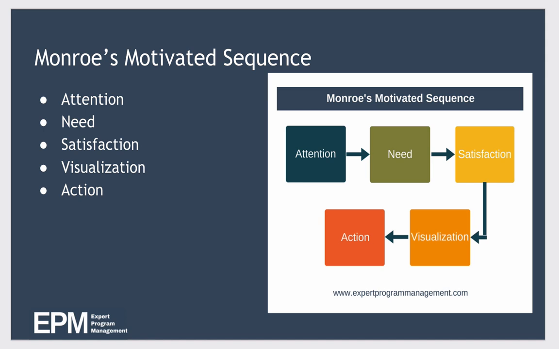So the first step is attention. In this step, the aim is to get the attention of your audience using some kind of attention grabber. Now, there are a number of attention grabbers you might choose to use. You could tell a dramatic story, you could ask a question, you could make a shocking statement, or you could find and then use some shocking statistic.